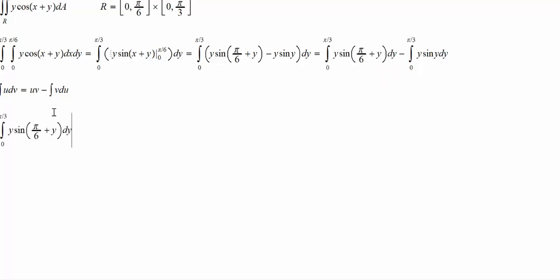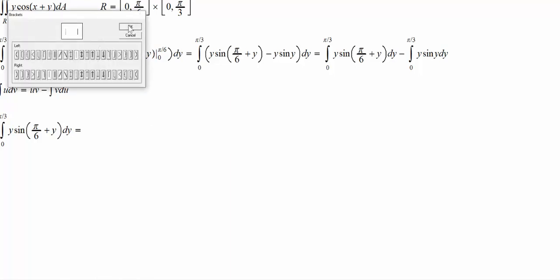So this would be what? I am taking y as u and this portion as dv. Now we will write uv. So who is u? U is simply y. And again, this is dv. So v will be the antiderivative of sine of pi over 6 plus y. So who is the antiderivative of sine? That's cosine, right? Actually, negative cosine. We'll pull up the negative sign here, and this thing will range from 0 to pi over 3.